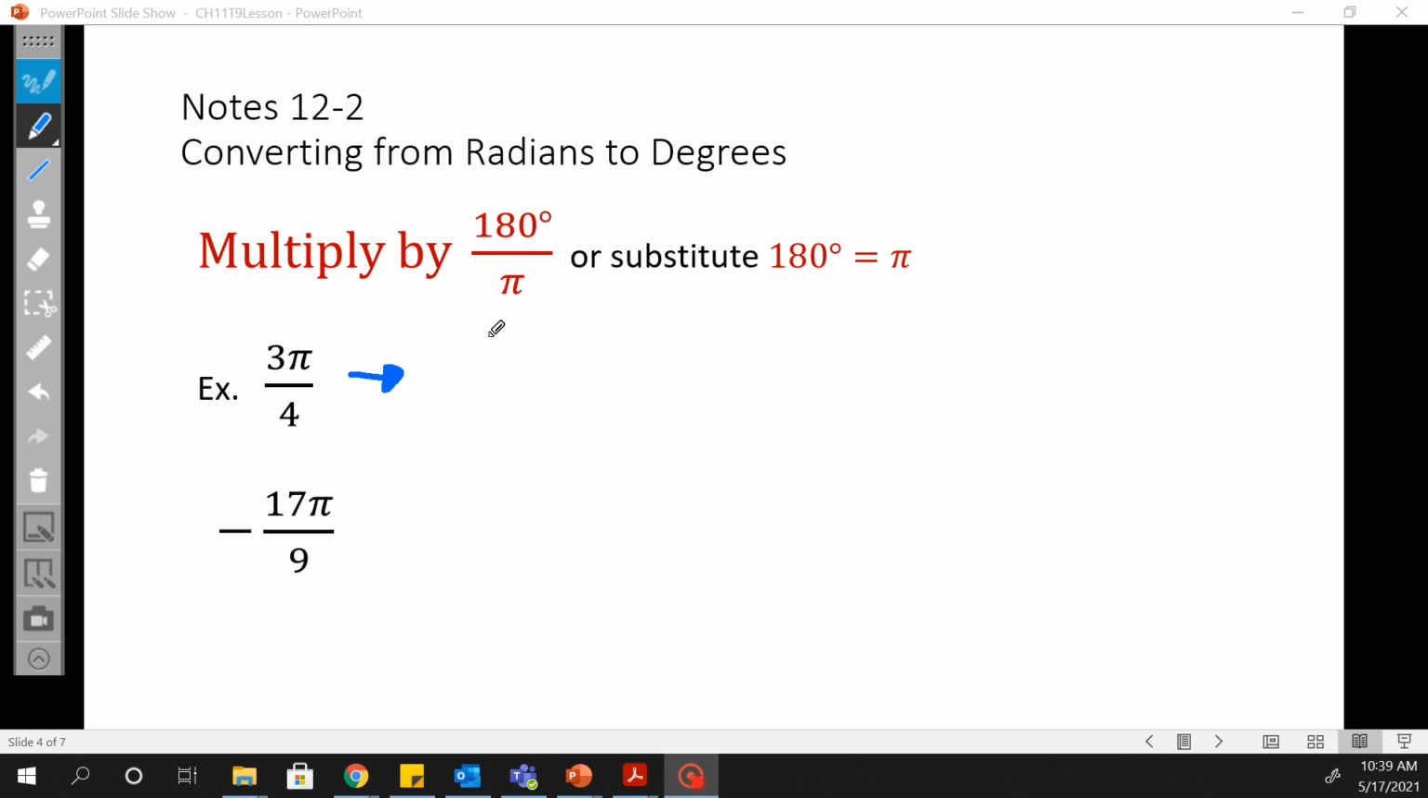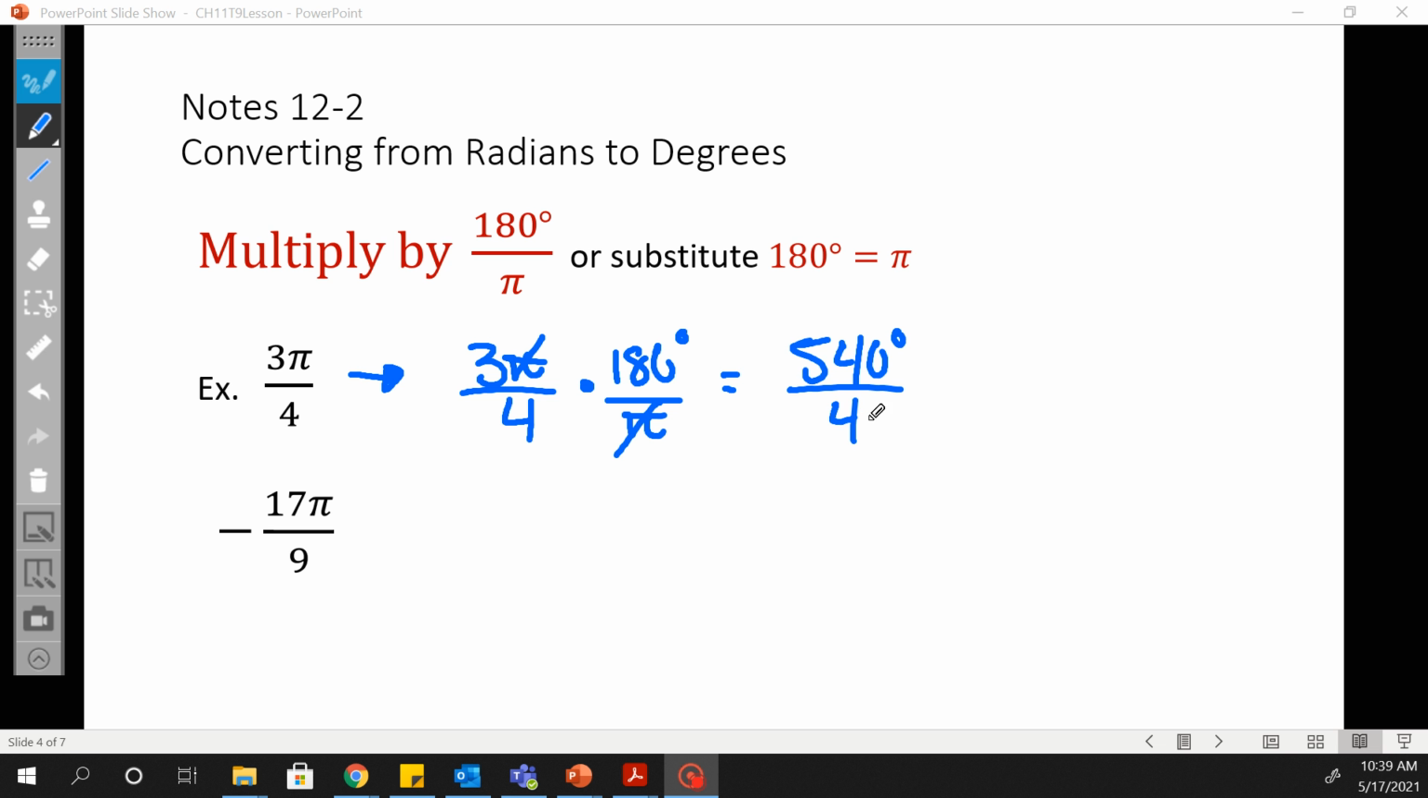So I want to convert 3 pi over 4 to degrees. I'll multiply by 180 over pi. The pi's cancel. I get 3 times 180 degrees, which is 540 degrees over 4, which is 135 degrees.